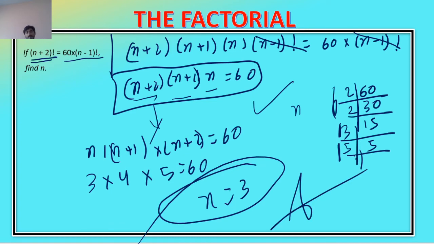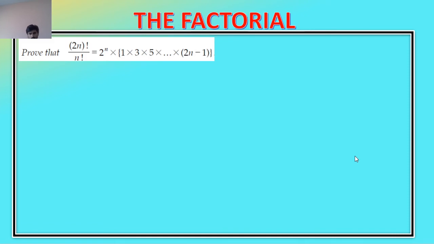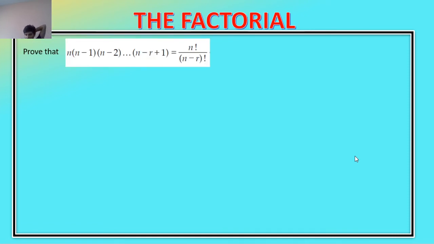Clear? Clear or not? All of you clear with that part? Any question or any doubt anyone is having, then please ask. Okay, so we'll move to the next part of this.